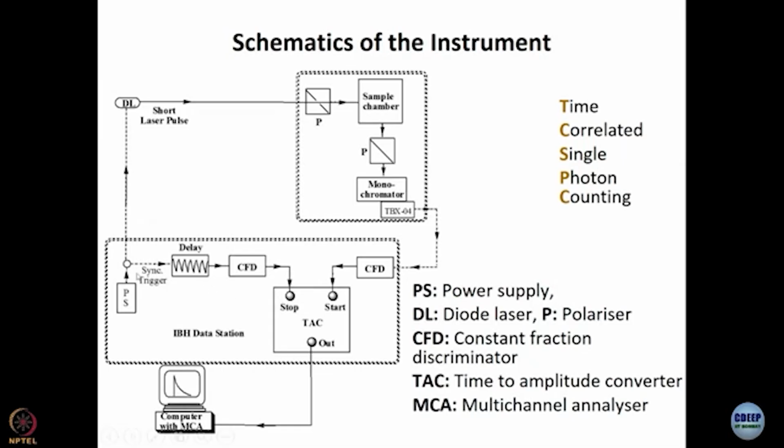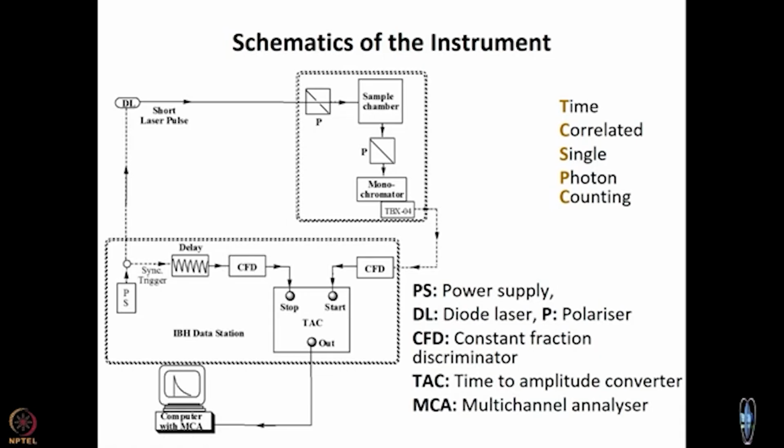What does the synchronous trigger signify? It signifies firing of the laser. So, if your laser operates at say 1 megahertz repetition rate, which means it gives out 10 to the power 6 pulses per second, then for each one of these 10 to the power 6 pulses per second, an electrical signal will go out. That is the synchronous trigger. So, the synchronous trigger has the same repetition rate as the laser itself. That is made to go through some cables and all, goes to CFD and stops.